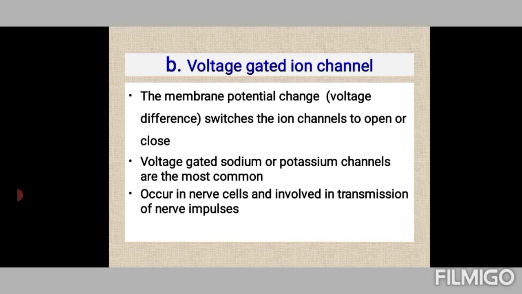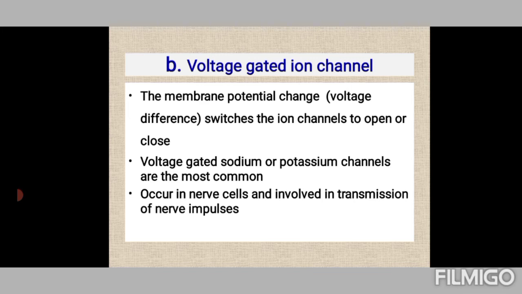Now, in voltage-gated ion channels, what happens is that a change in membrane potential, that is voltage difference, is what switches the ion channels to open or close. Whereas in ligand-gated channels, it is the release of a ligand which induces a channel to open or close. Here it is a voltage difference which induces a channel to open or close.